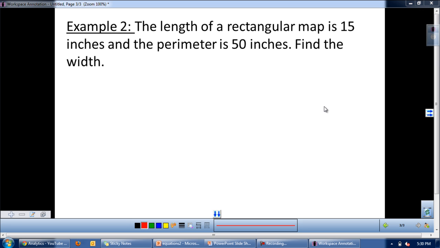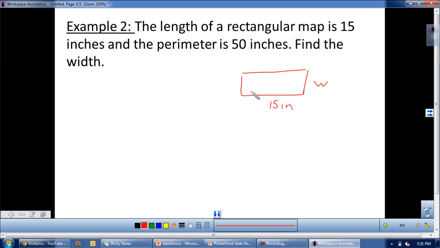Alright, here we have: the length of a rectangular map is 15 inches and the perimeter is 50 inches. Find the width. Sometimes it's a good idea to draw a picture so you can have a visual of what you are finding. So here I have a rectangular map. We have the length. So the length is 15 inches. We don't know what the width is, so we'll use a variable.